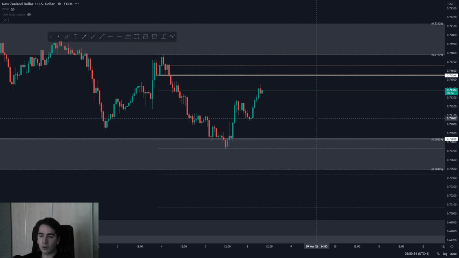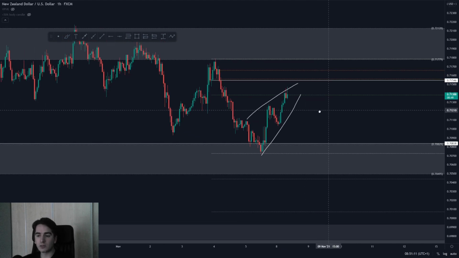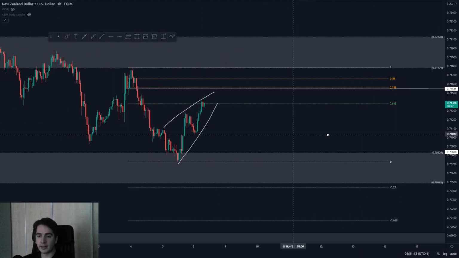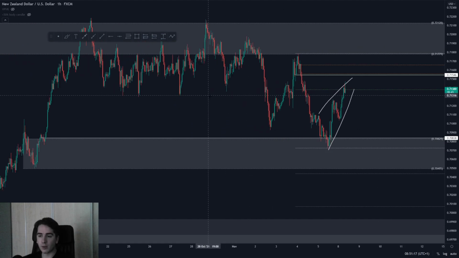Going in towards the 1 hour, we're currently seeing a wedge play out. However, we haven't tapped in towards the liquidity area that I want to see. So we have this wedge over here, but we still need to tap in towards higher liquidity before I'm going to be looking for those shorts. So yeah, that is it from Kiwi Dollar. Let's see if we can see this wedge play out. Also, currently a perfect 618, but I want that 786 to get hit alongside that area of 4 hour supply.